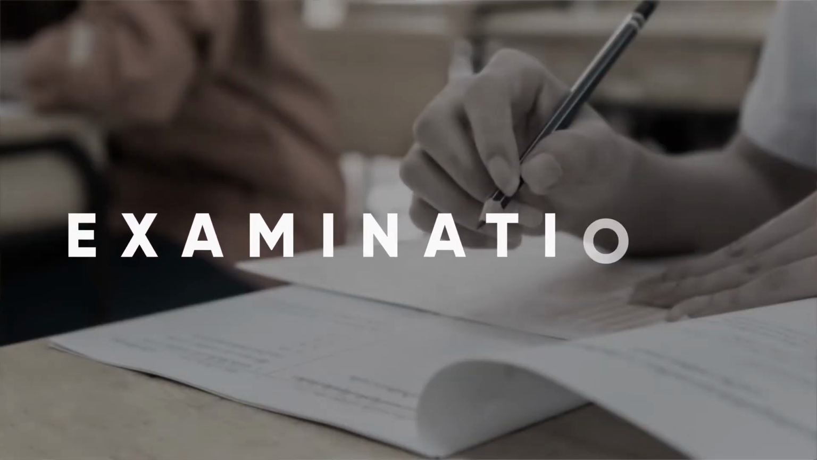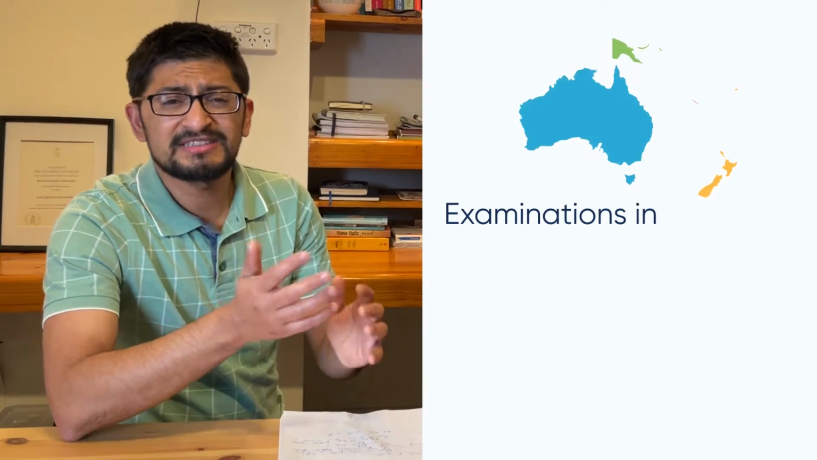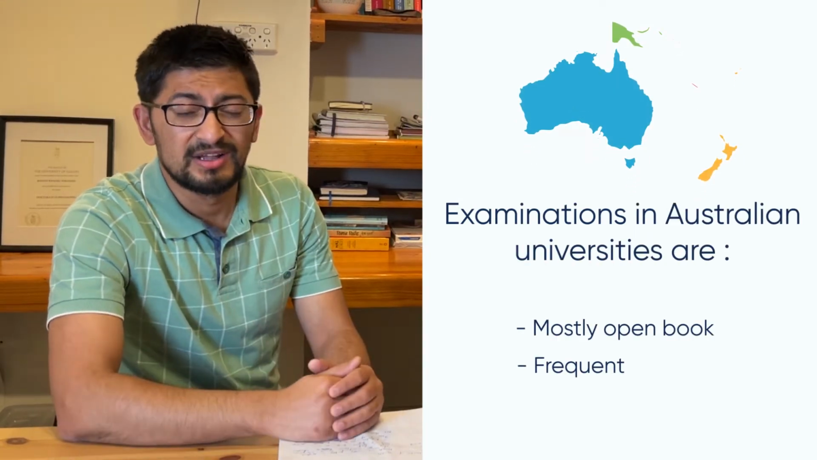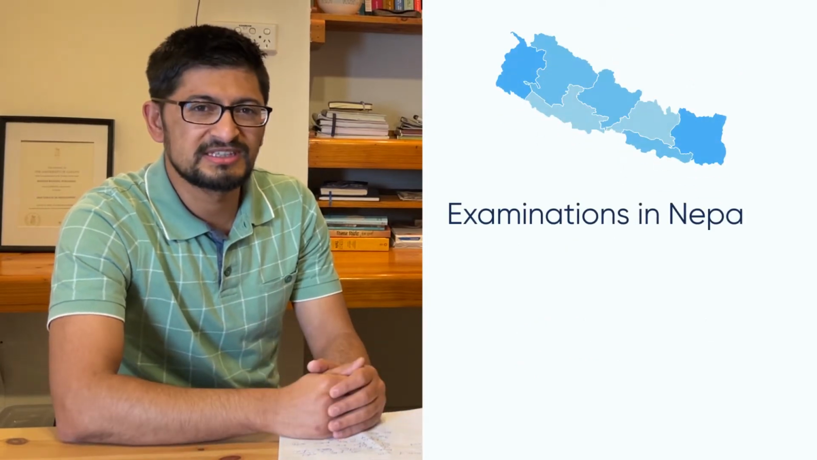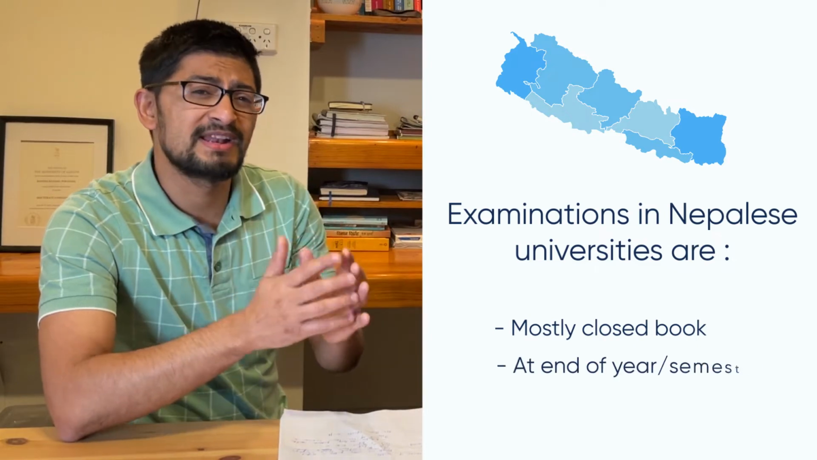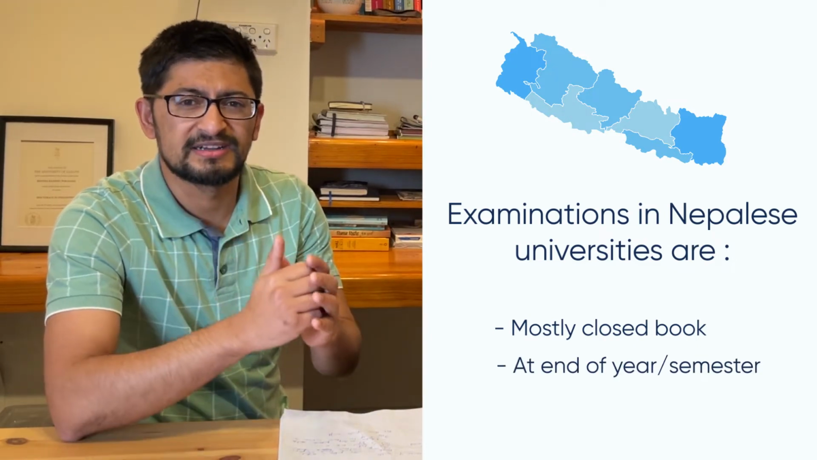The third difference between Australian and Nepalese universities is regarding examination. Examinations in Australian universities are mostly open book and are frequent as well. Whereas if you talk about Nepalese universities, those examinations are mostly closed book and happen at the end of the semester or at the end of the year.